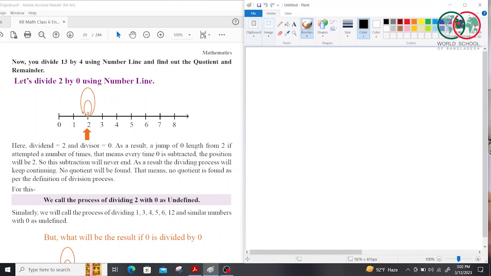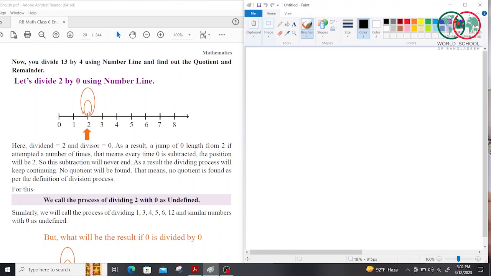So from here we can see that the dividend is 2, so we went to 2, and the divisor is 0, so the length of the jump will be 0. But if we jump 0, then we again come back to 2. Then if we jump again, we will continuously come back to 2. That means it's a never ending process, right? This process will never end.